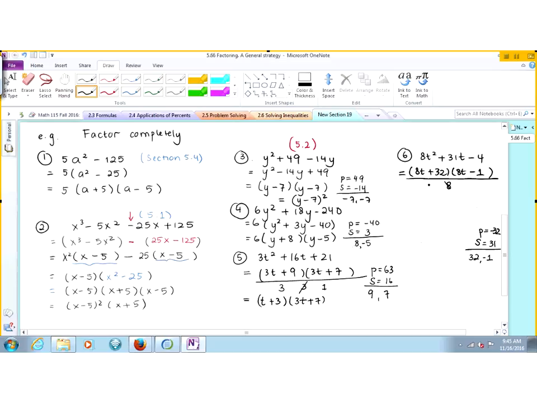Okay, what do I do with my 8? You split it up into 8 times 1. So 8p plus 32 divided by 8. p plus 4, and the other one is 8p minus 1. All right. So easy? So we should do more, right? Okay. So we will just do lots and lots today. Yeah. So continue. I'm waiting for questions. Are we okay so far?